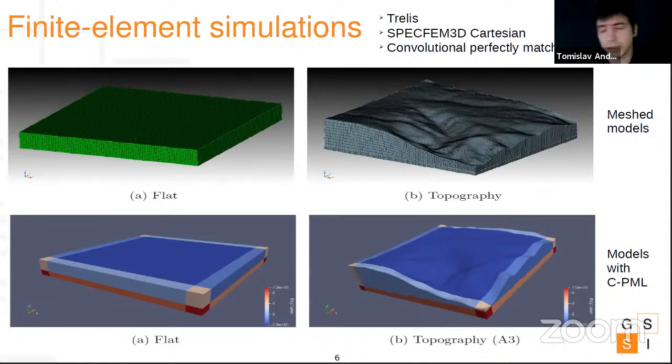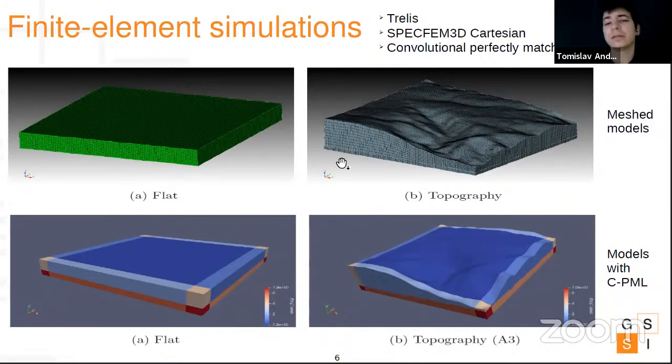So what we were doing actually is making models in the software Trelis, which is software for quality mesh generation. We were performing our simulations on flat and topography models just to see the difference and to see the effects of scattering. Then those models were exported to SPECFEM3D Cartesian, which is software for seismic wave propagation simulation, but it can also do the ambient noise cross-correlation simulations, which we were doing in our research. So the models you can see in these upper pictures.